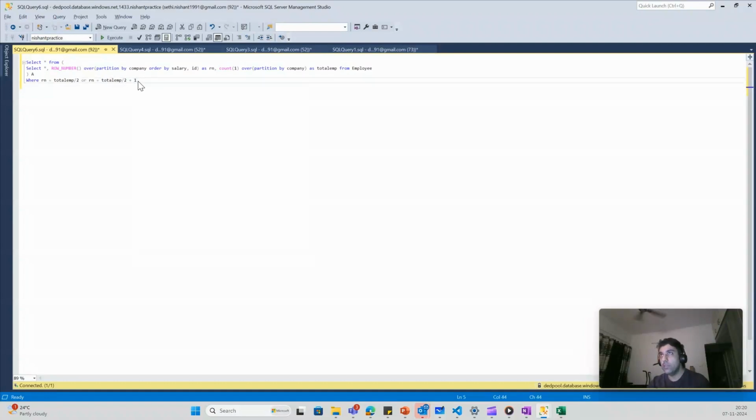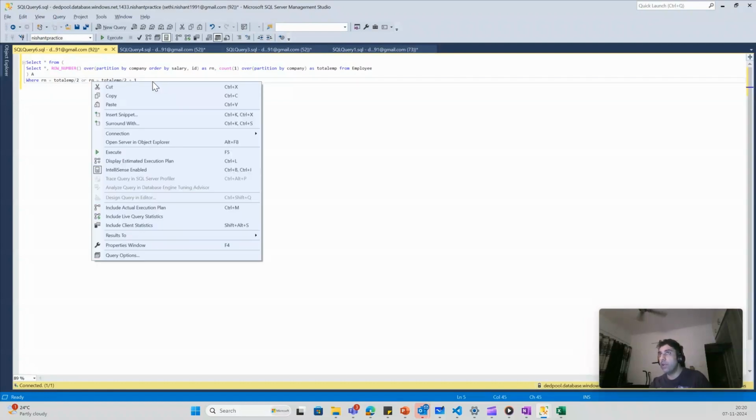So I need to select this particular expression, but I don't need to select this other expression, because I don't need to select the second salary. I just need to select the third salary, right? So I need to find a way to invalidate this particular condition only for odd total employees. If I have even total employees, this should work. But if I have odd total employees, this condition should be invalidated, and only this one should be effective.